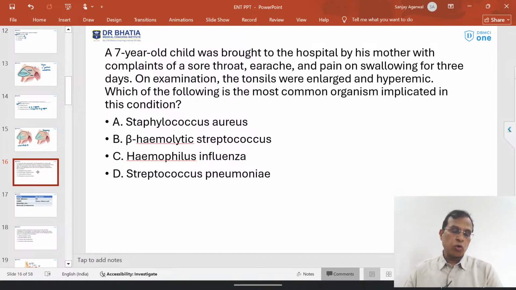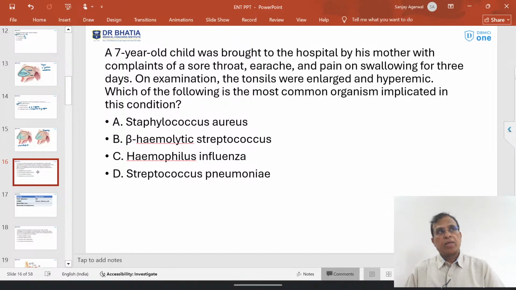A 7-year-old child was brought to hospital by his mother with complaint of sore throat, earache, and pain on swallowing for 3 days. So it's acute disease of the throat. कोई throat में है जिससे pain होता है अंदर. On examination, the tonsils were enlarged and hyperemic. Which is the most common diagnosis implicated in the condition?